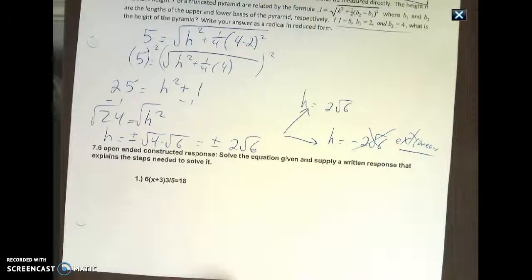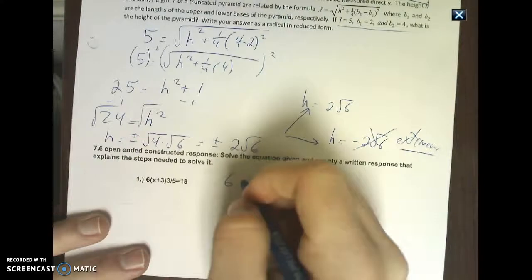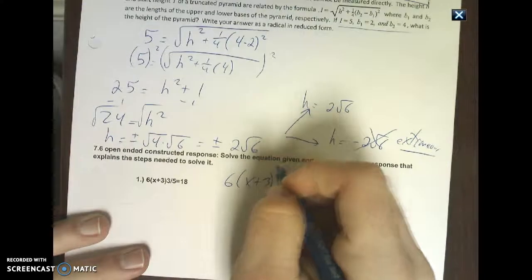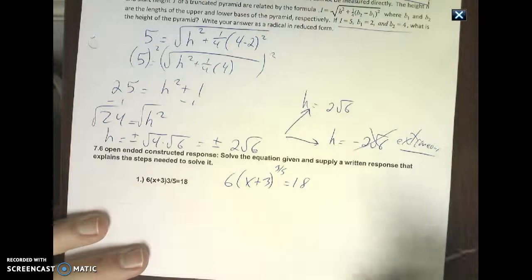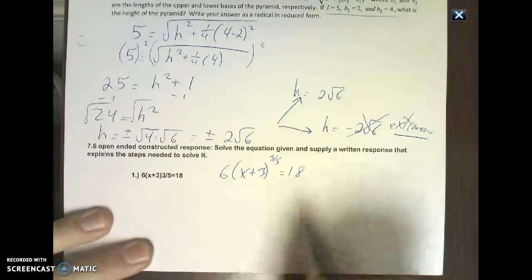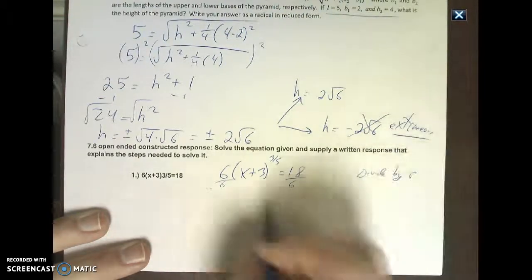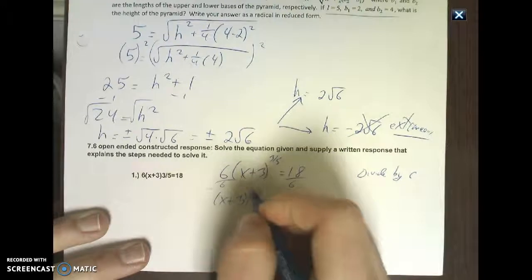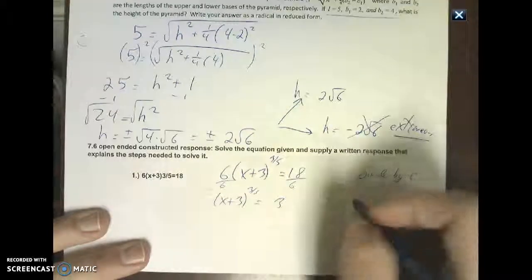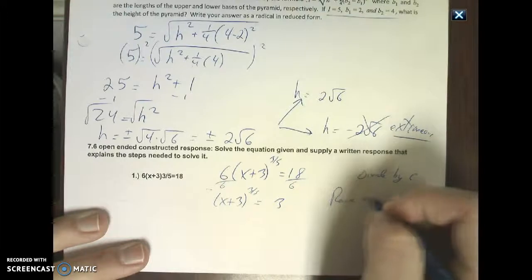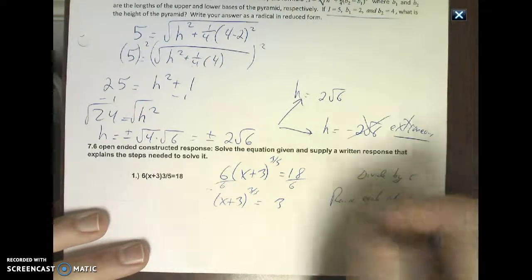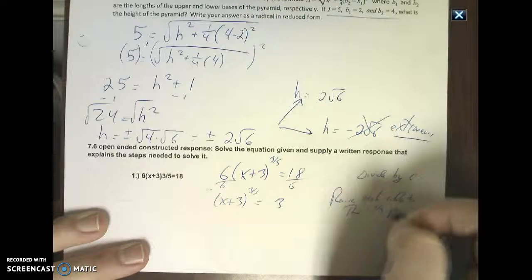Finally, 7.6, open-ended construction response. Construct a response. Solve the equation given and supply a written response that explains the steps needed to solve it. So what we got here is, sorry, this came out not the best. There we go. It's much better. What's my first step? Divide by 6. I get x plus 3 raised to 3/5 equals 3. Raise each side to the 5/3 power.